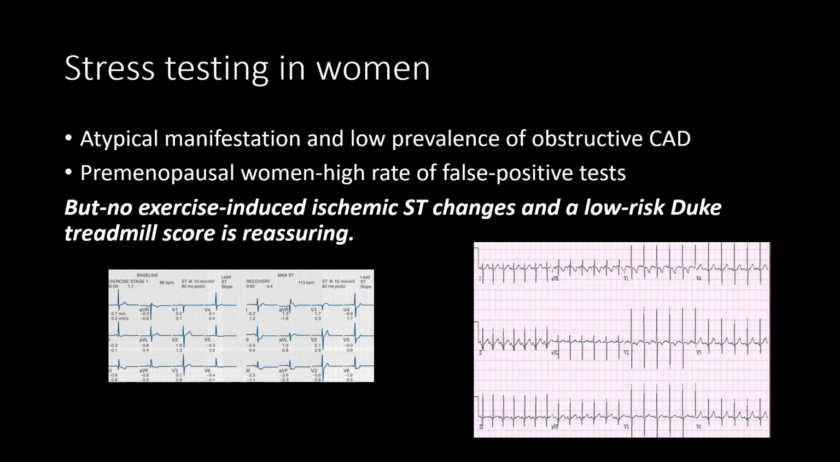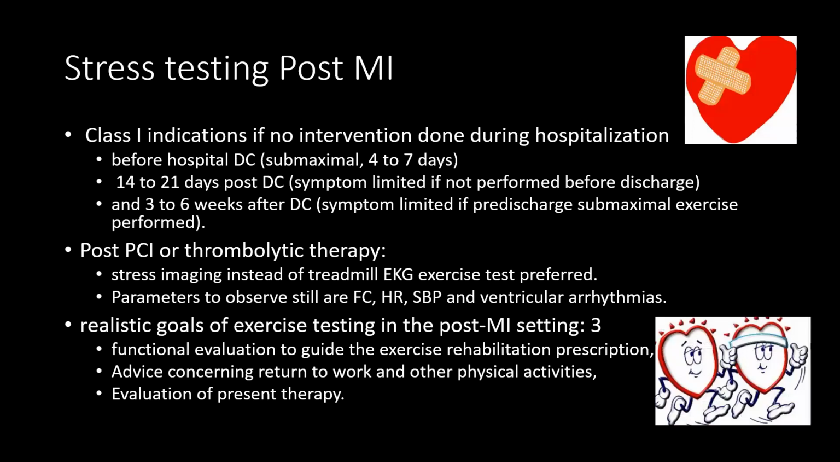Premenopausal women, as I mentioned, tend to have high rate of false positive test. And here you can see 2 examples. Here there is a test which appears to be positive with ST segment depression, and here with a very fast heart rate, you're not seeing any ST segment depression. If the ST segment depression is not present, that reassures the patient, the doctor as well.